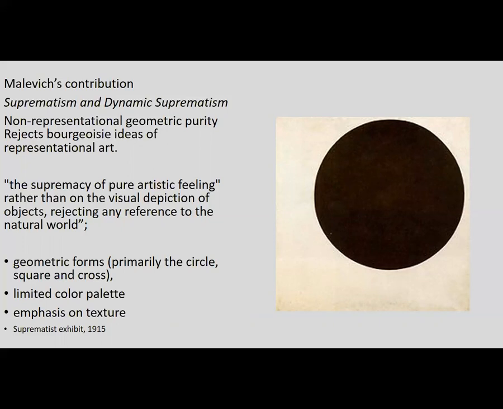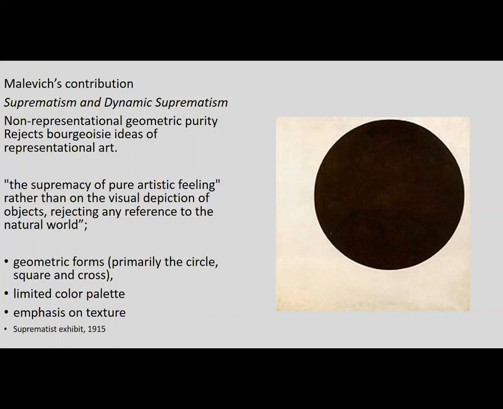So a lot of their work will have geometric forms, primarily the circle, the square, the cross. There'll be a limited color palette. At first it starts out as white, black and red, and then with dynamic suprematism, they add in other colors. And there's a real emphasis on texture, which we can't really see reproduced in the slide, but his work becomes really simplified, non-objective, full of texture, and he wants it to represent pure artistic feeling, which we may or may not on our end get, but you may.